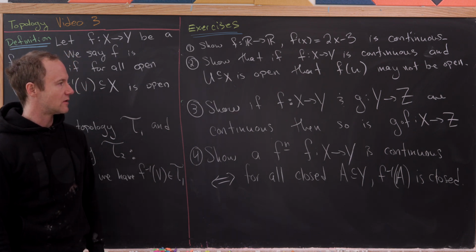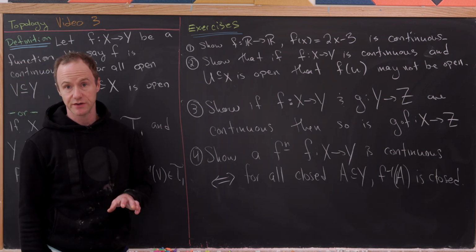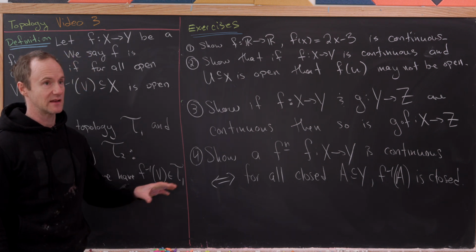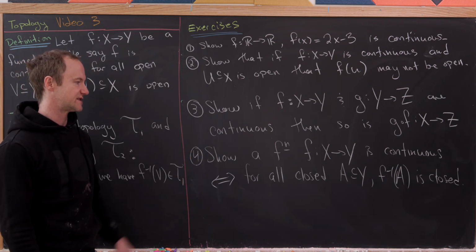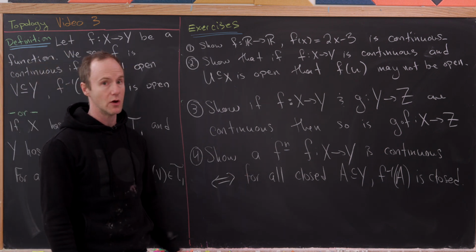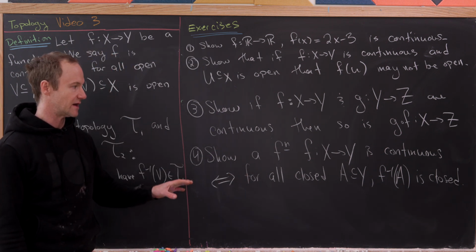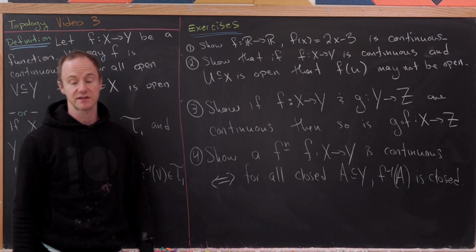Okay, so now let's show that if you've got 2 continuous functions, then their composition is also continuous. And finally, show that we've got another definition of continuity via closed sets. So in other words, a function is continuous if for all closed subsets of the codomain, the pre-image is a closed subset of the domain. And that's a good place to stop.